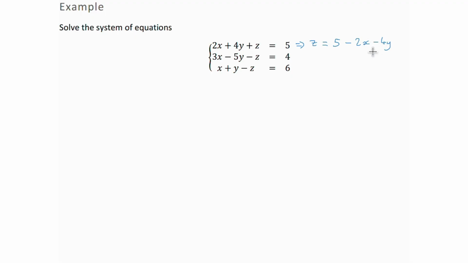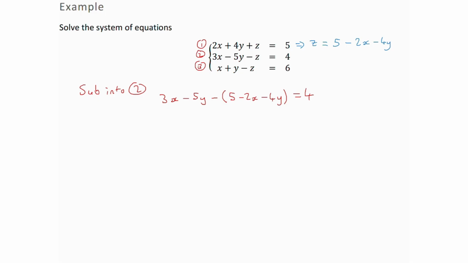Now I'm going to substitute that into one of my other equations. I'm going to substitute that into the second one, let's say. And to do that, I'm going to call this equation 1, this equation 2, and this equation 3. So I'm going to sub that into equation 2. When I do that, I get 3x minus 5y minus z, but z is equal to 5 minus 2x minus 4y, and that's equal to 4.